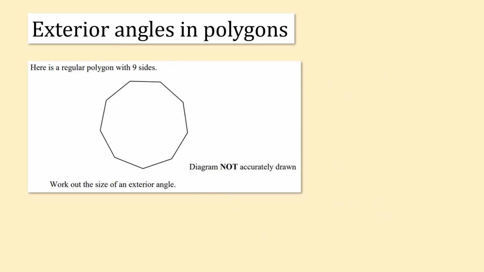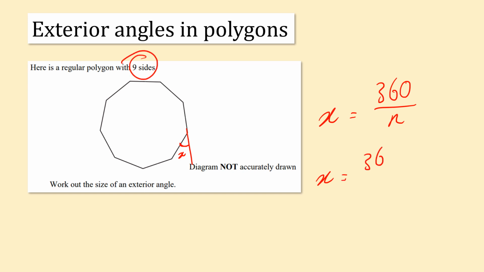Let's look at another problem using that formula. So this one doesn't have exterior angles drawn on, but I could draw one on. Okay, here's one. Let's give it the label x, just like the last one. So the size x is 360 divided by n. So for this a polygon with 9 sides, the nonagon, x is 360 divided by 9, which is 40 degrees.